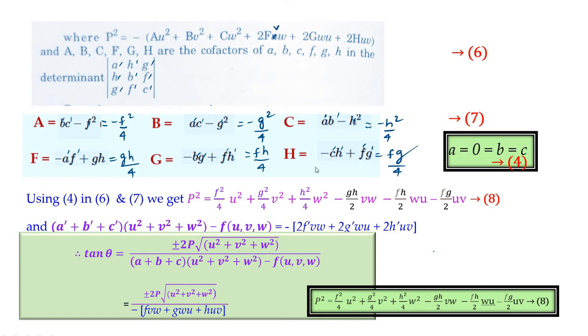the values being given, they are substituted here, and you have capital A to be this, B, C, G, F, G, H. So capital P square, which is nothing but this, you are just substituting those values here, you get this equation, name that as 8. And in the denominator we have this, so that is also simplified in this way.